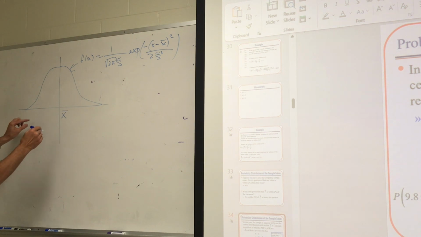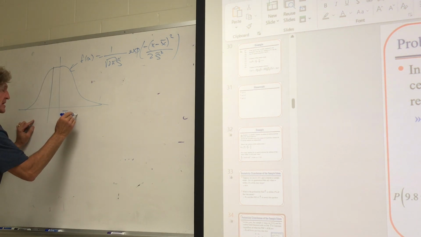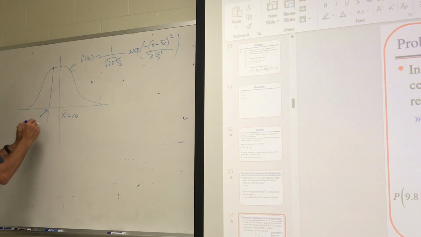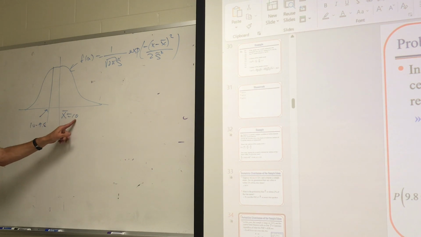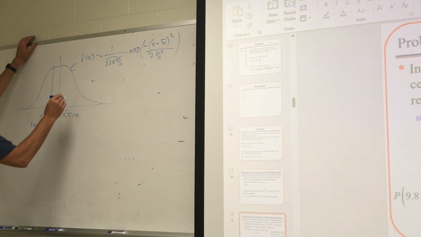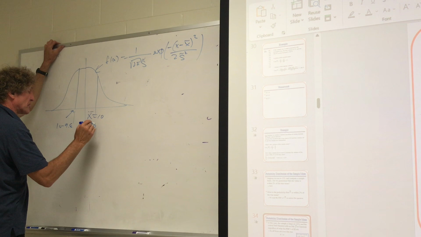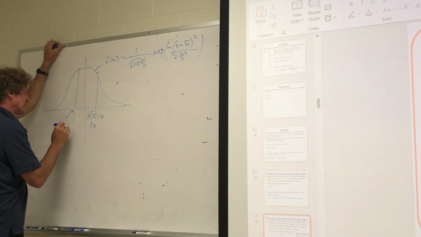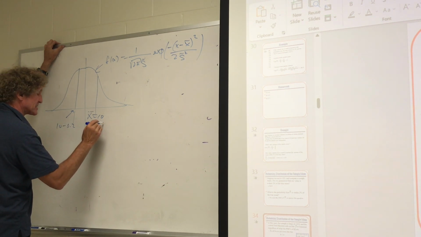If we want to be within 2%, x here is 10. The lower value would be 10 minus 0.2, because 2% is 0.2, so that's 9.8. If you're within 2% of this, that's 2% lower, 2% higher. So this is 10 minus 0.2, and this is 10 plus 0.2.